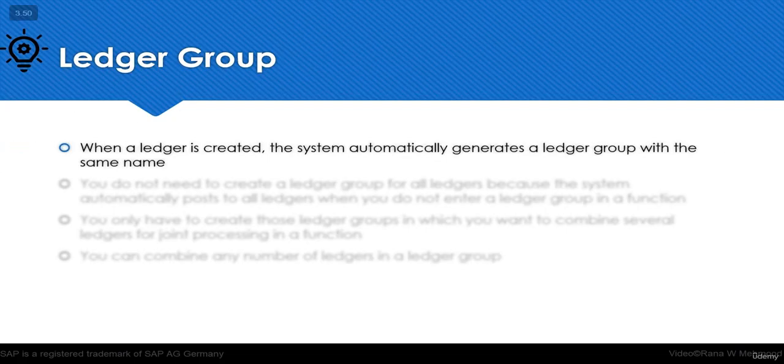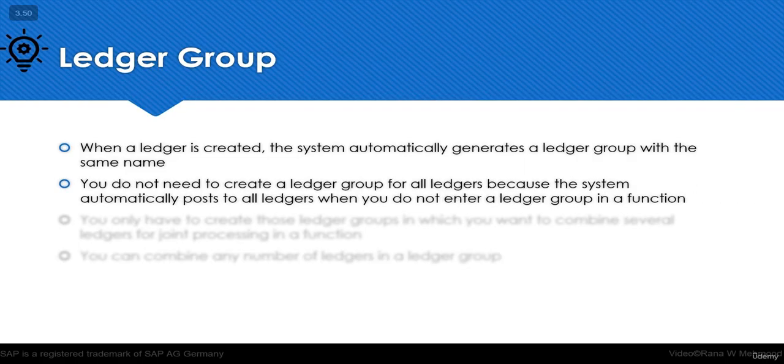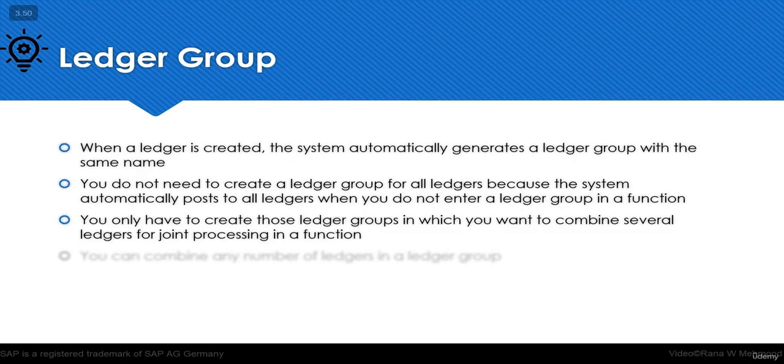As explained earlier, when a ledger is created, the system automatically generates a ledger group with the same name. You do not need to create a ledger group for all ledgers because the system automatically posts to all ledgers when you do not enter a ledger group in a function. You only have to create those ledger groups in which you want to combine several ledgers for joint processing in a function. You can combine any number of ledgers in a group.